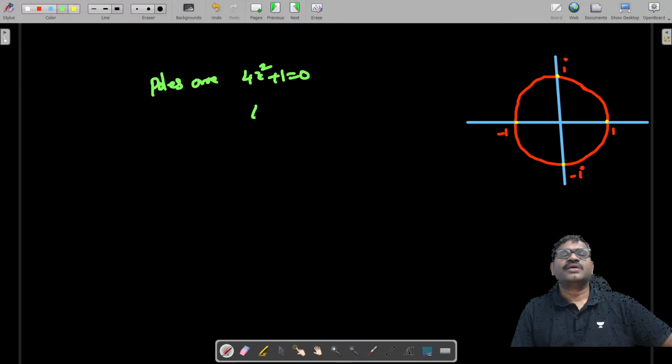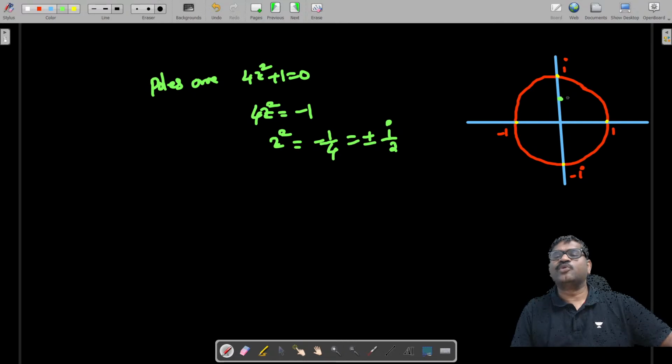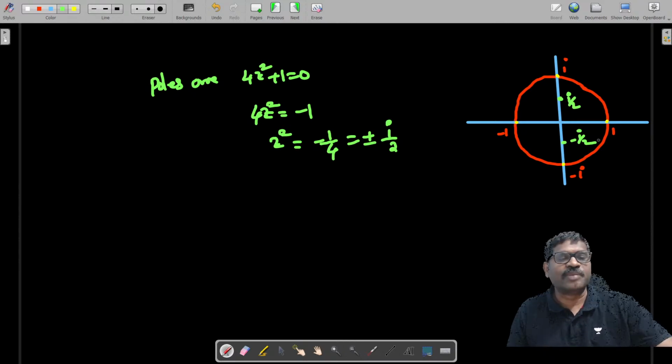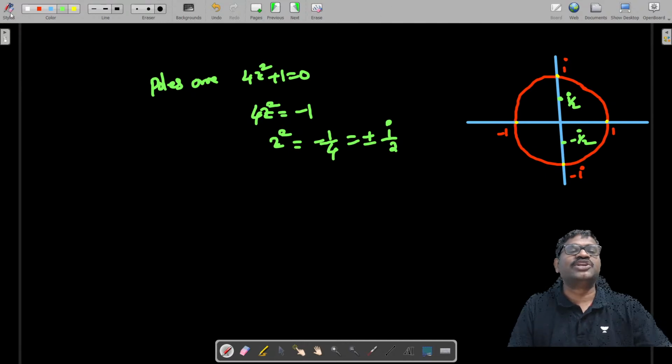Therefore, 4z square equal to minus 1, z square equal to minus 1 by 4, that is z equal to plus or minus I by 2. I by 2 lies inside. Minus I by 2 also lies inside. Both I by 2 and minus I by 2 lie inside. We have to calculate the residue at I by 2 as well as minus I by 2.